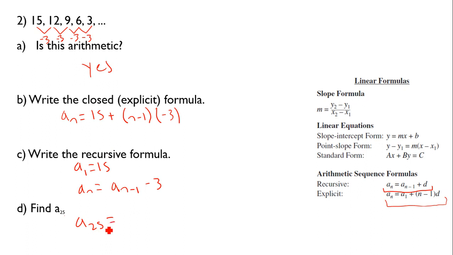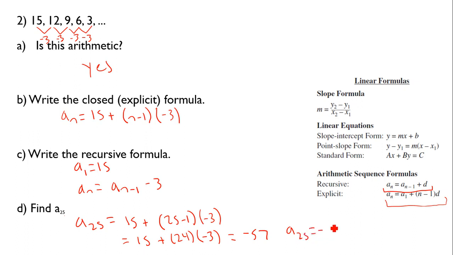So plug it in. A sub 25, 25 is our n. So we got 15 plus n minus 1, so 25 minus 1 times negative 3. I personally am expecting this to probably be a pretty big negative number, since right here we're multiplying 24 times negative 3. So let's see what we get. Plug that in your calculator. I got negative 57. And so a sub 25 equals negative 57.